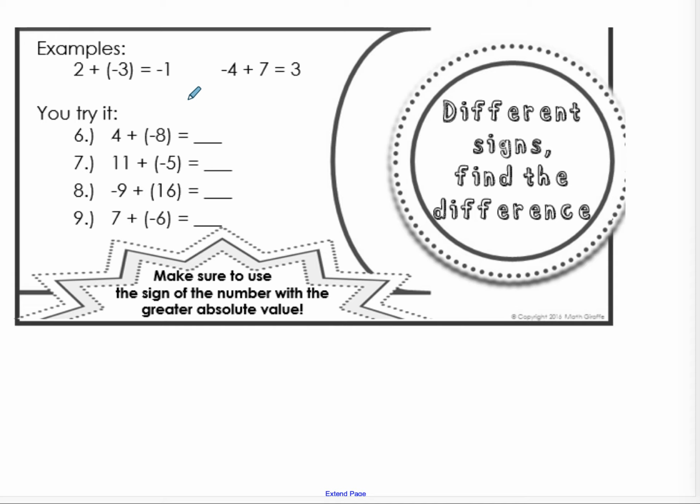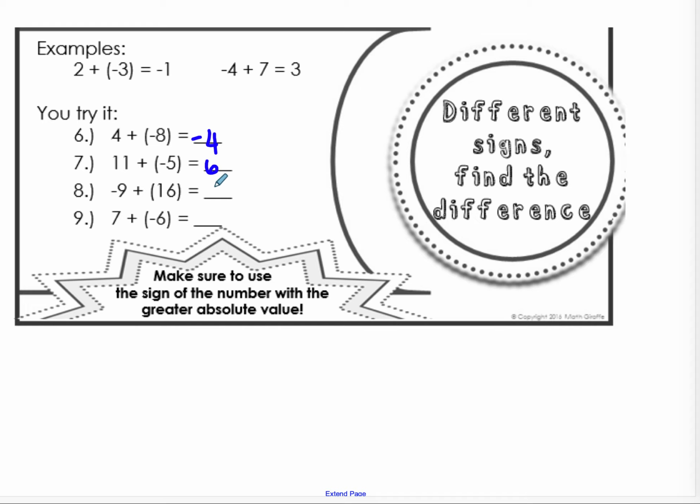Okay, let's check our answers. So for number 6, 4 plus -8. 8 minus 4 is 4. And then I need to look at my signs. I have more negatives, so my answer is negative. So that one's going to be a -4. On this next one, I have 11 plus -5. 11 minus 5 is 6. More positives, answer is positive.